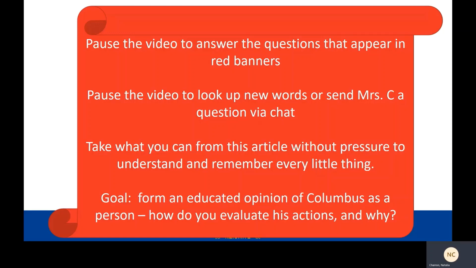Third, this is a high-level article. I don't expect everybody to understand everything in it. In fact, that would be kind of a shock. Instead, try to take what you can from this article without the pressure to understand and remember every little thing. If this is a new sort of thing for you, focus on descriptions, like what happened. If you feel like you have a handle of that, focus on why and how we know and why it matters. And the goal in all of this is for you to form an educated opinion about Columbus as a person. How do you evaluate his actions and why?